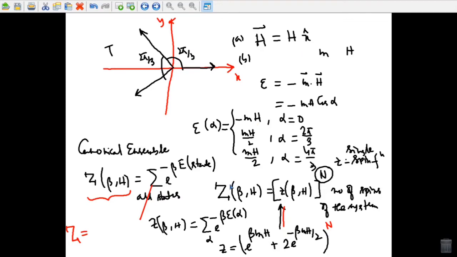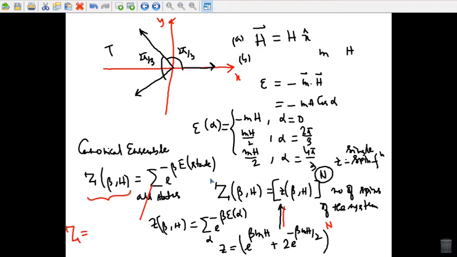The second problem: since the temperature is given, it is natural to use the canonical ensemble, and the partition function is capital Z as a function of beta and H, equal to the summation over all states of e to the power minus beta E. The same argument that led to the previous equation, which is based solely on the fact that the spins are independent, will yield for the paramagnetic system under discussion as well.